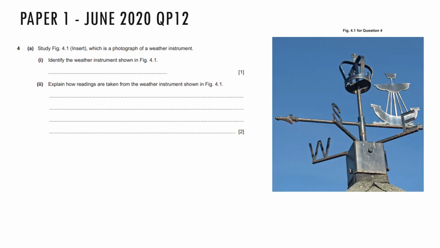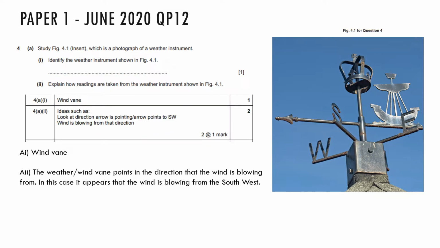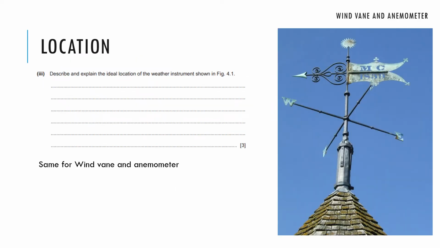All correct. And here's a similar question taken from paper 1, not paper 2 like the previous question. First part, identify the weather instrument: wind vane. Second question, explain how the readings are taken from this weather instrument. Like I said, the wind vane points in the direction that the wind is blowing from. In this case, it appears that the wind is blowing from the southwest. Just check the mark scheme. Wind vane, brilliant. All correct.